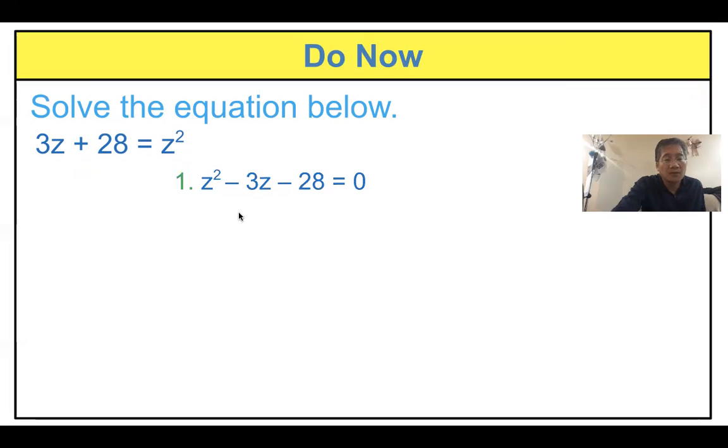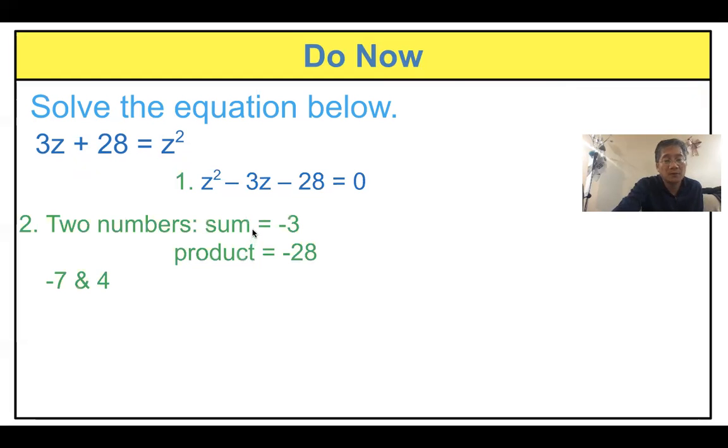After this, how do you solve it? Now we need to find the two numbers, right? When you find the two numbers, their sum is equal to B, negative 3. Their product, multiplication, equal to negative 28. So what are the two numbers? I found already negative 7 and 4, but when you cannot find it quickly, what should you do?